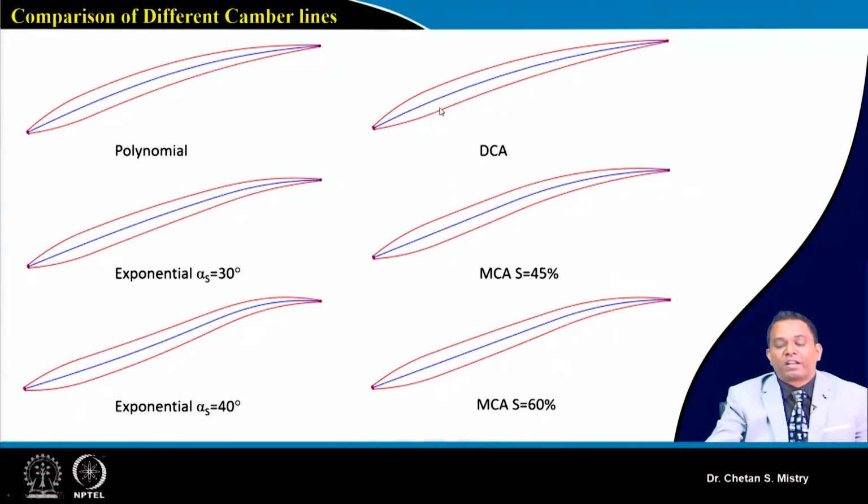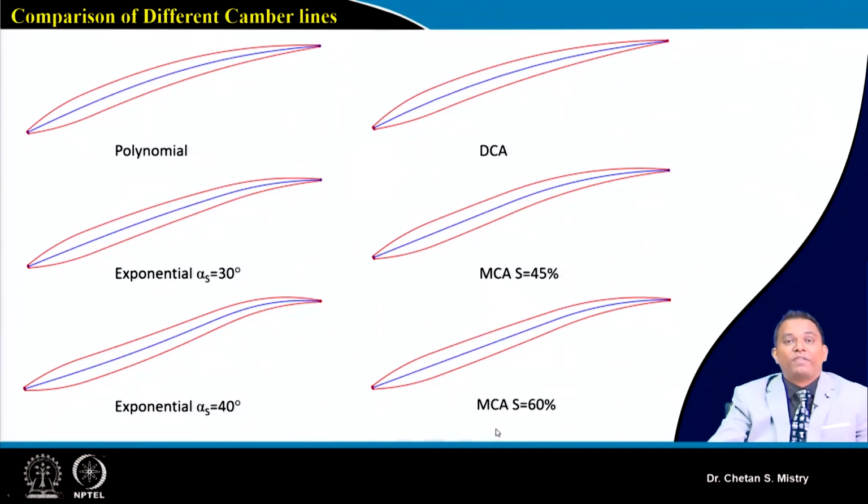Same way, if we consider a double circular arc kind of configuration, this is the double circular arc configuration. Now when we consider multiple circular arc, as we have discussed, this is my straight line. We can say my point is placed at 45% of my chord. So this represents my second circular camber line. And this is the same circular distribution of my thickness.